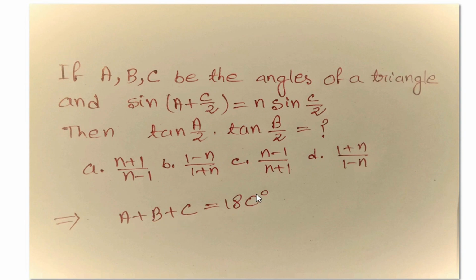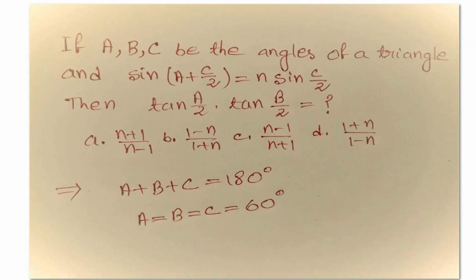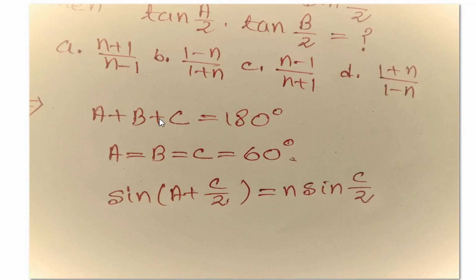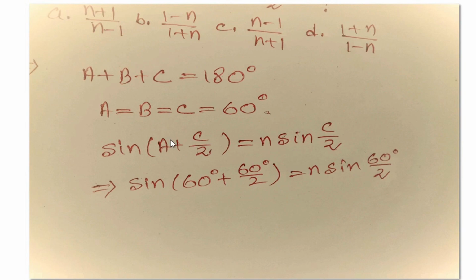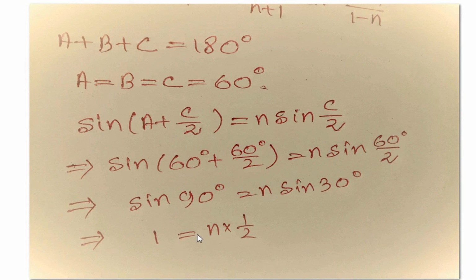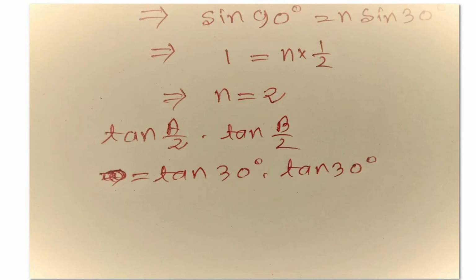So we know that A + B + C is 180 degrees. So as in the before example, we will take A equals B equals C equals 60 degrees. Now I put the value in the question: sin((A+C)/2) equals n sin(C/2). I will discuss this thoroughly, and in the next example I will show how you can solve in 5 or 6 seconds. So I put the values of A and C, and after putting I get 1 equals n cross 1 over 2. So n equals 2. We get n equals 2.